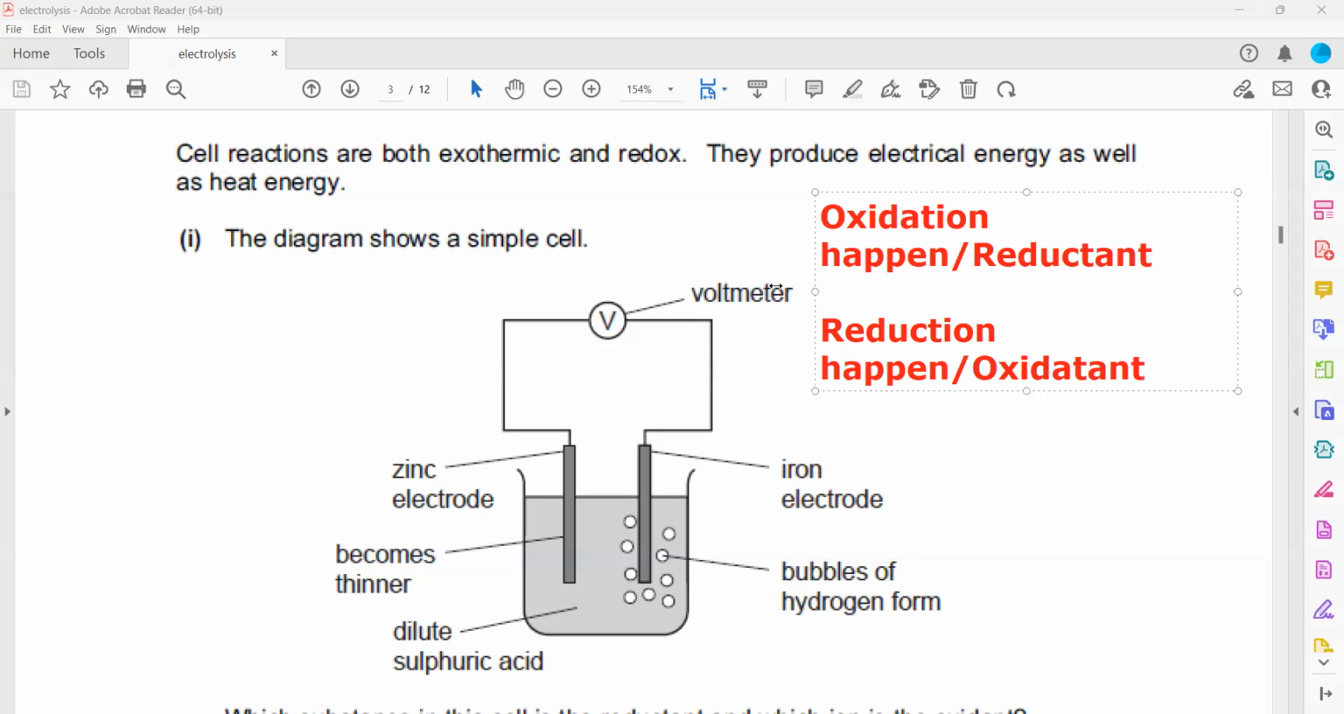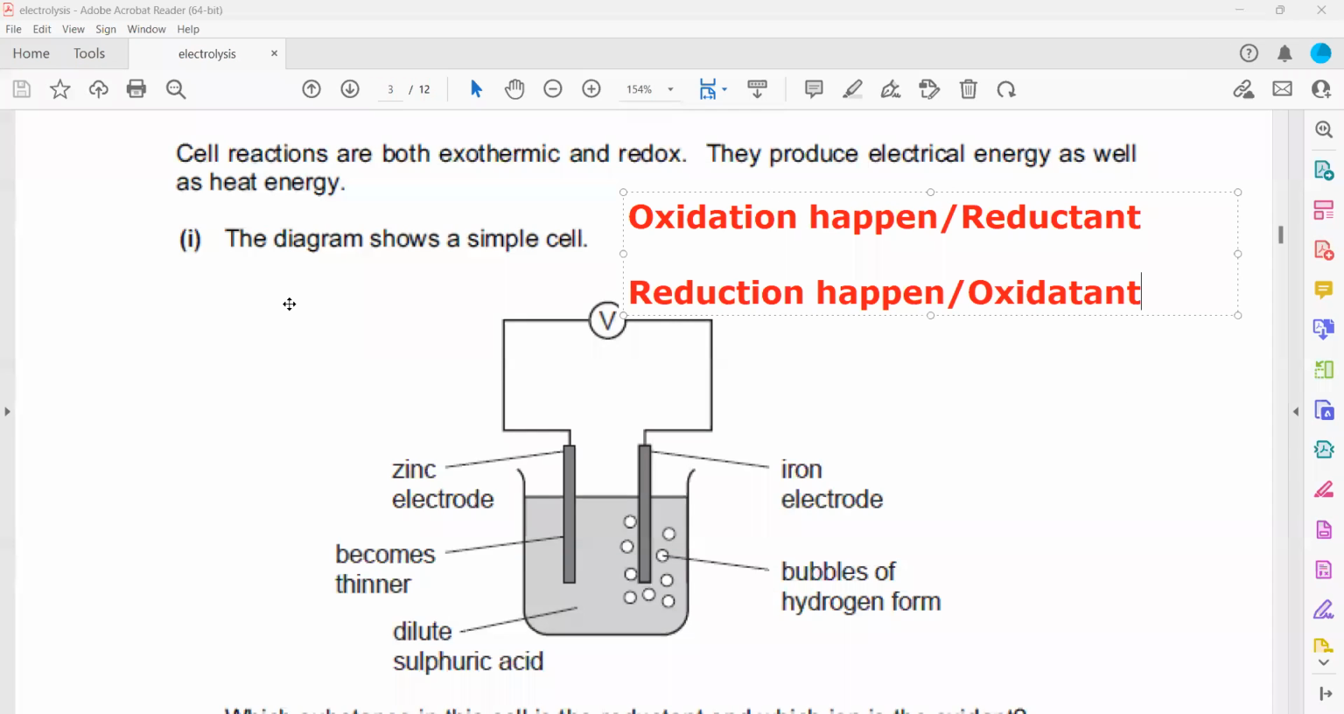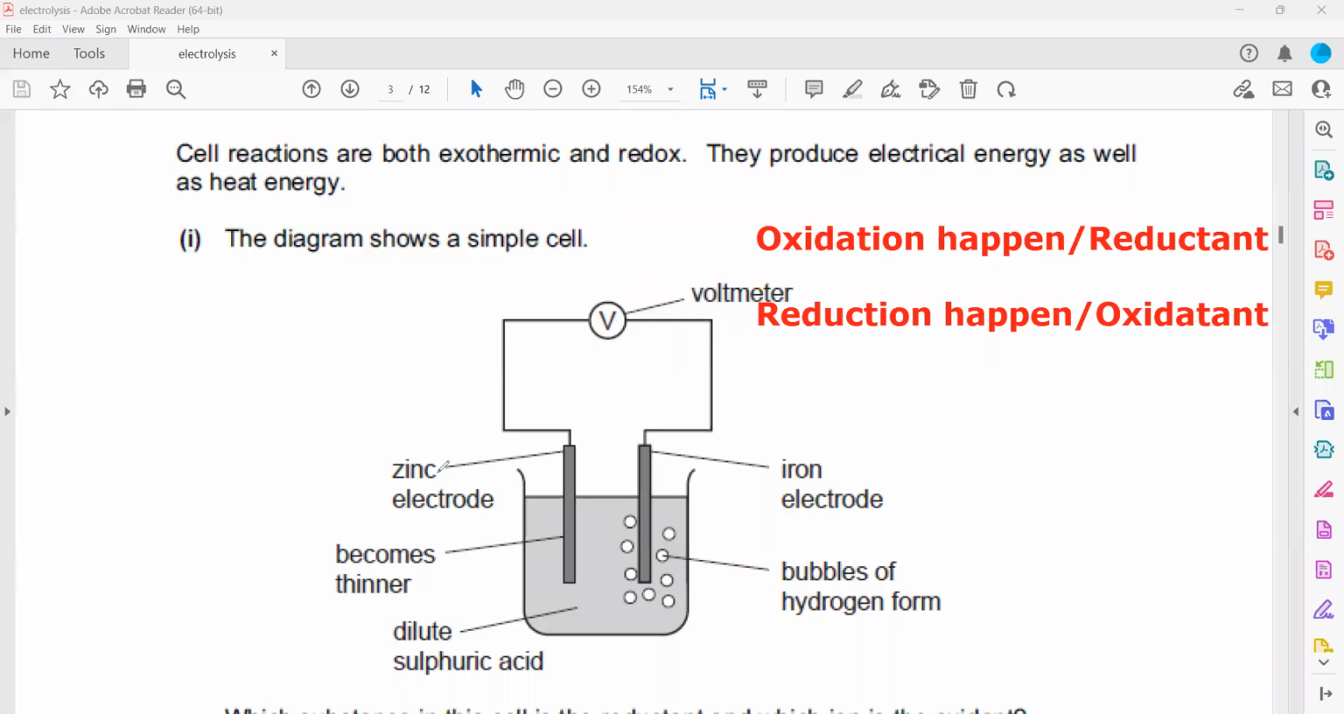So how this cell works, the cell reaction. We have two electrodes, one is zinc, another one is iron. Which is more reactive, zinc or iron? And it's a dilute sulfuric acid, so acid is also there, means it contains hydrogen ion, sulfate ion, hydrogen ion, and hydroxide ion, because acids and alkalis are aqueous. So which is more reactive, zinc or iron? Zinc. So zinc is more reactive, and always the more reactive metal has a tendency to lose electron.